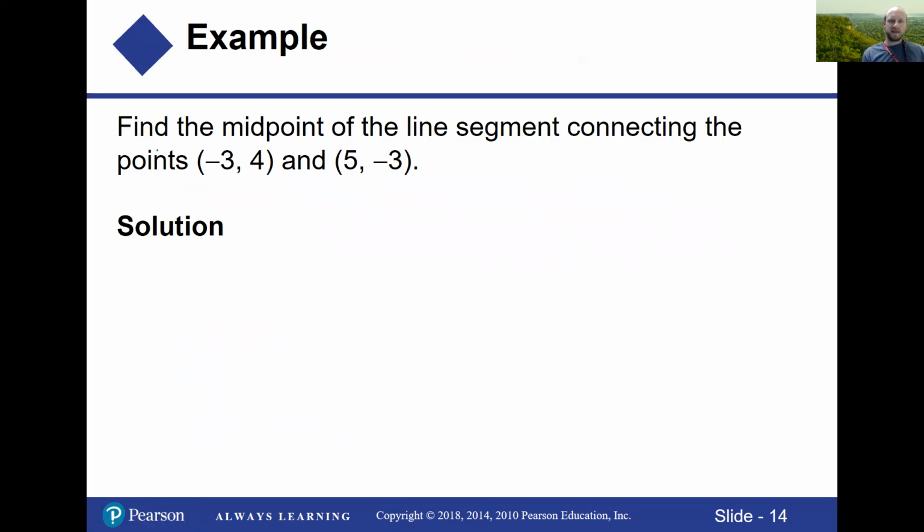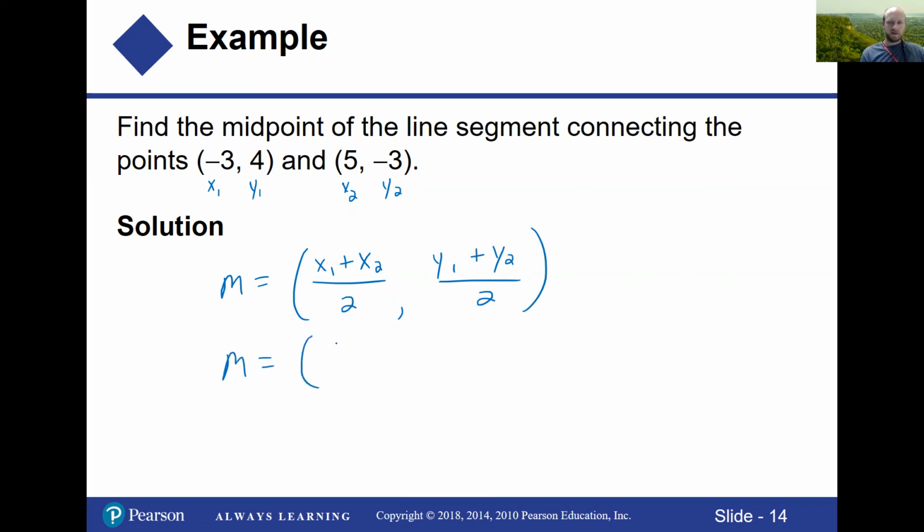So let's go to an example here. Find the midpoint of the line segment connecting the points -3, 4, and 5, -3. The first thing I'm going to do is label these points: x1, y1, and x2, y2. I just remember that the formula is x1 plus x2 divided by 2, comma, y1 plus y2 divided by 2. That would be the midpoint of those 2 points. So let's fill in the numbers. x1 was -3, x2 is 5, divided by 2, y1 is 4, plus -3, divided by 2. We basically cut the line in half. That's why we divide by 2.